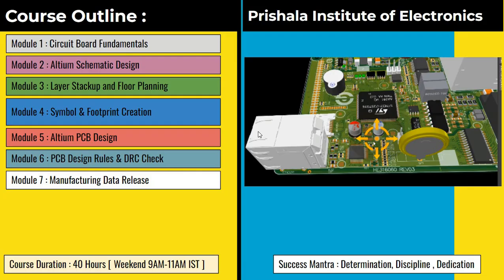This course is divided into a total of 7 modules. Module 1 is the circuit board fundamentals, module 2 is the Altium schematic design, module 3 is the layer stack up and floor planning, module 4 is symbol and footprint creation, module 5 is Altium PCB design, module 6 is PCB design rules and DRC, and module 7 is manufacturing and data release. So we are going to cover these 7 modules in the course.